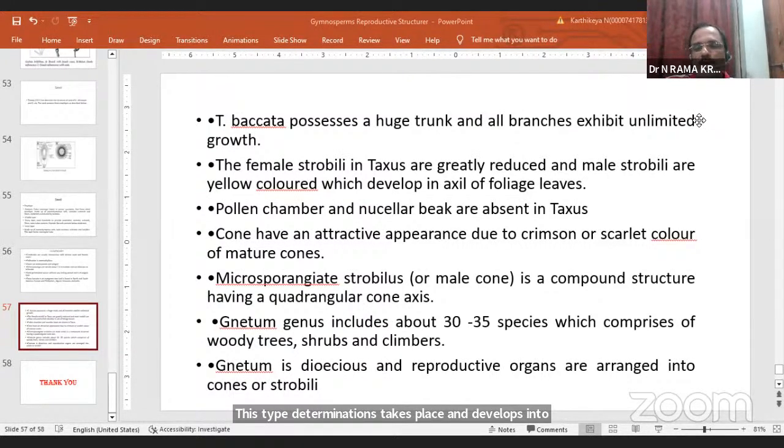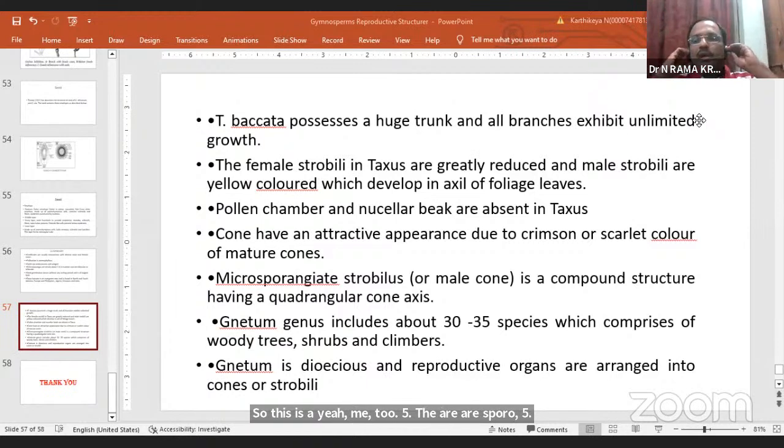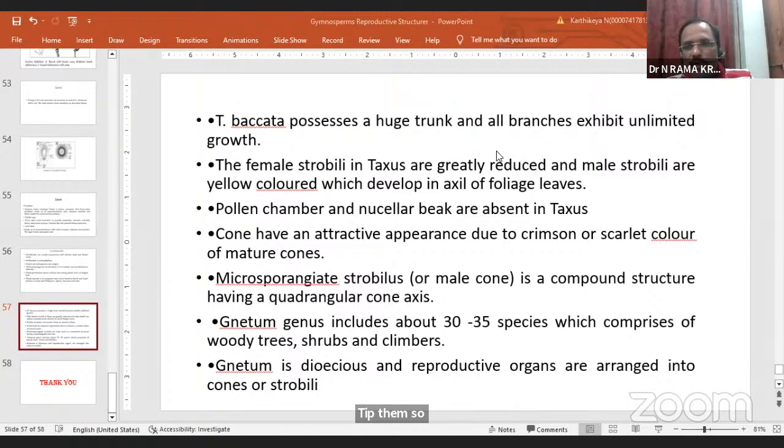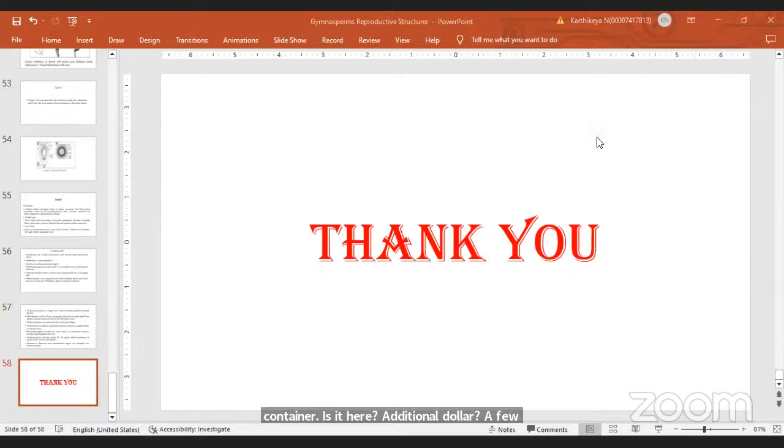So this is the gametophyte and sporophyte: male and female gametophyte development in the entire gymnosperms. Is it clear? Do all of you understand? Yes, sir. Any doubt?